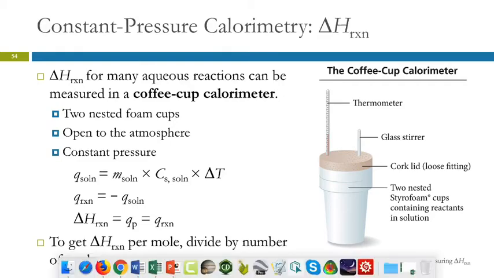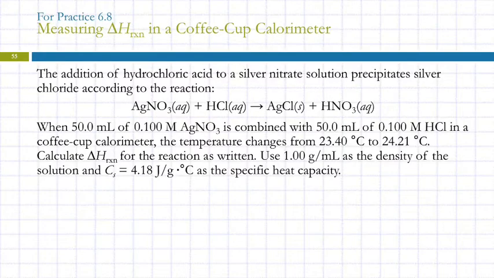So the addition of hydrochloric acid to a silver nitrate solution precipitates silver chloride according to this reaction. When 50 milliliters of 0.1 molar silver nitrate is combined with 50 milliliters of 0.1 molar HCl in a coffee cup calorimeter, the temperature changes from 23.40 degrees Celsius to 24.21 degrees Celsius. Calculate the heat of reaction for the reaction as written. Use 1 gram per milliliter as the density of the solution, and C equals 4.18 joules per gram degrees Celsius as the specific heat capacity.